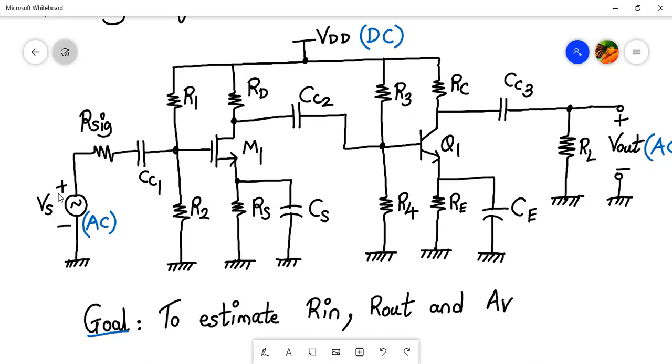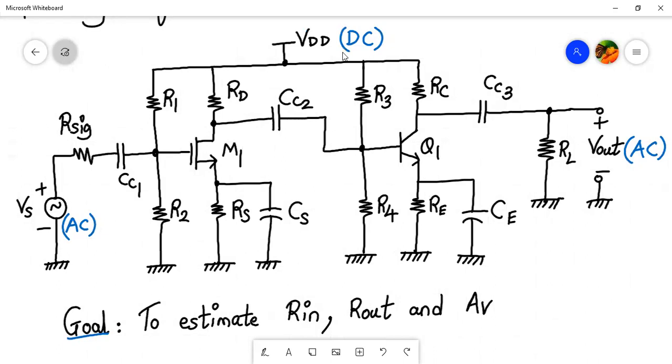Over here, the input source Vs, which is AC, has an internal resistance R sig. So that is also considered. And at the output, we have a load resistance RL connected. It's a resistive load. Your VDD is the DC value, and Vs, which is a small signal AC, is amplified at the output. So V out is also an AC quantity.